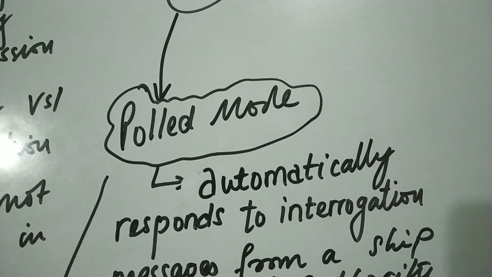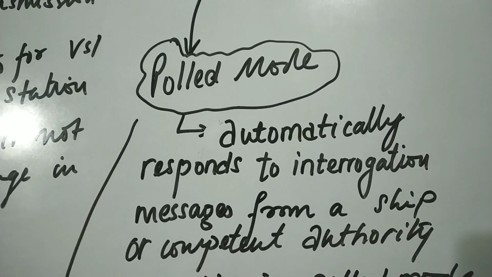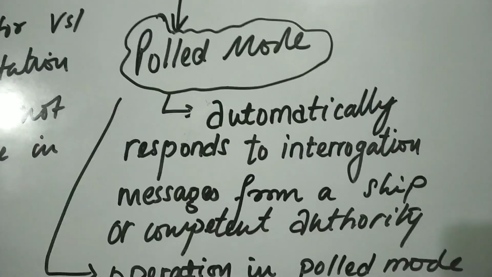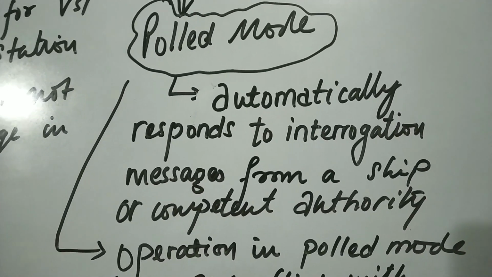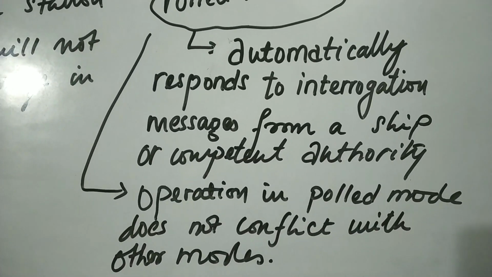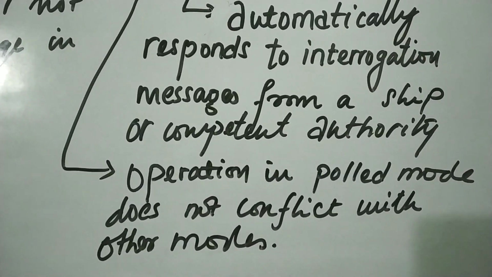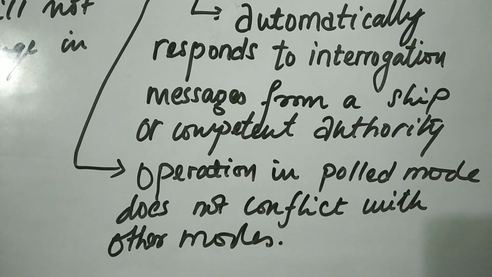Then the last mode is the polled mode. In this mode the AIS will automatically respond to interrogation messages from a ship, or you can say from a competent authority. The operation in the polled mode does not conflict with the other modes, which means that it will work separately.